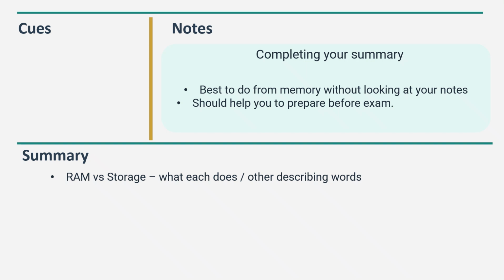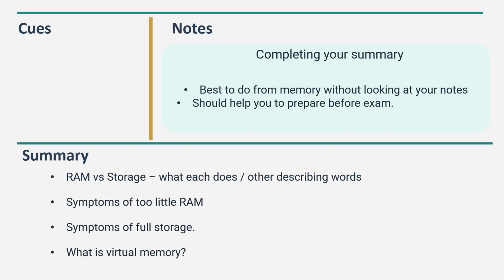RAM is your volatile or primary memory, and if there's too little, it causes lag or freezing. Storage is your secondary memory or non-volatile memory, and if it's full, you can't save or install. And virtual memory is an emergency slow backup. That's a complete revision card. Memorize this structure.